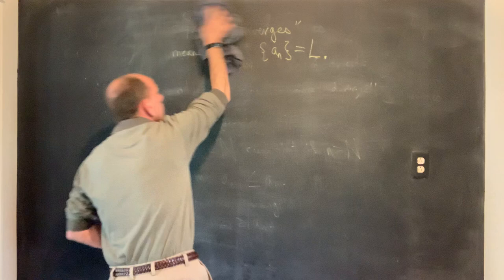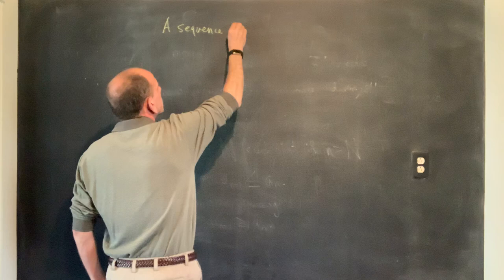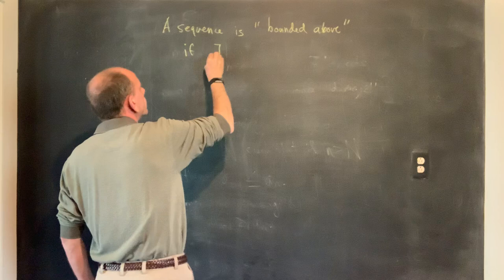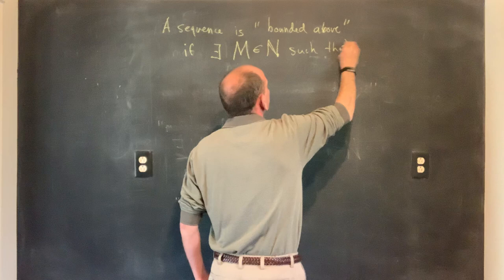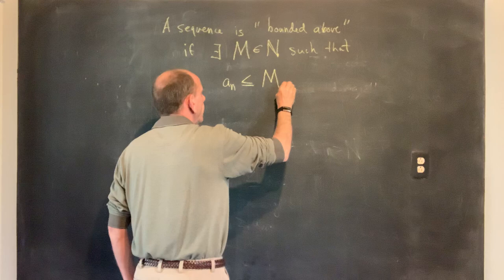Now, bounded. Say a sequence is bounded, let's say bounded above first, if there exists, let's make it a capital M, an M in N, such that for all n, a sub n is less than or equal to M. Okay? This is bounded above.